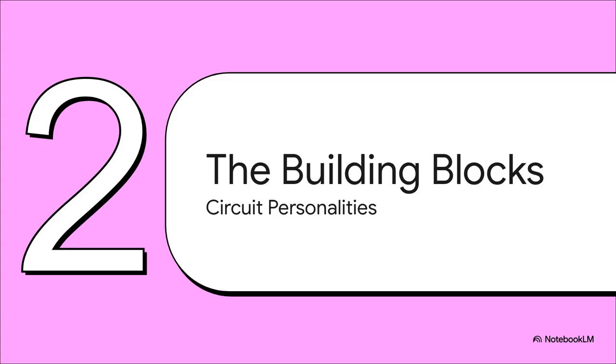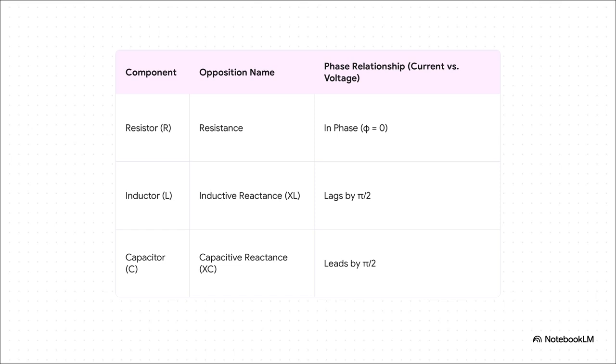Okay, so we've got this wild, oscillating current. Now, let's meet the three main characters, the components that try to control it. And I really do think of them as having their own unique personalities when it comes to dealing with AC. Each one handles AC completely differently. First up, the resistor. He's the simple, no-nonsense guy. It just provides resistance, and the current and voltage march along perfectly in step, totally in phase.